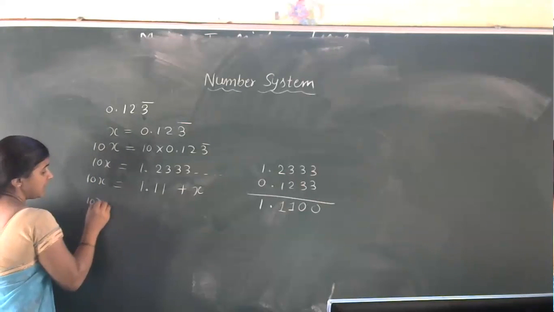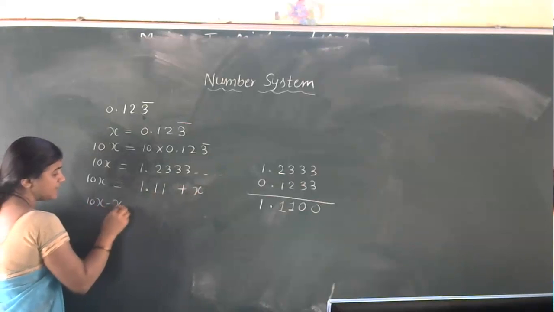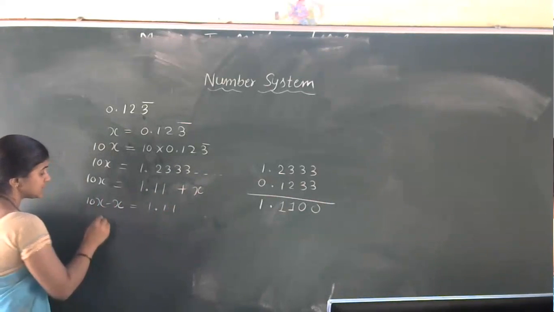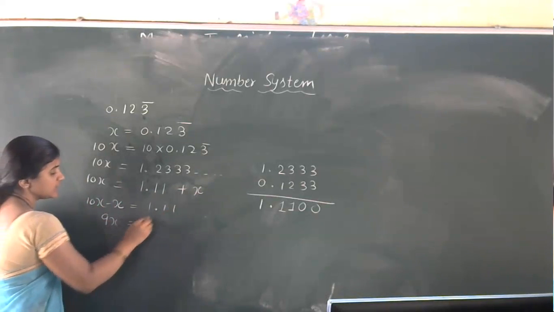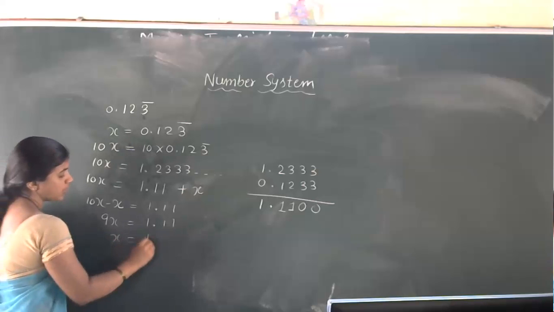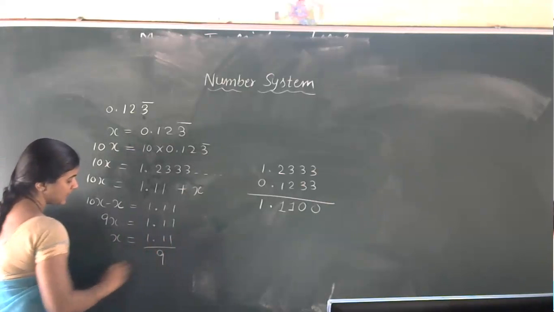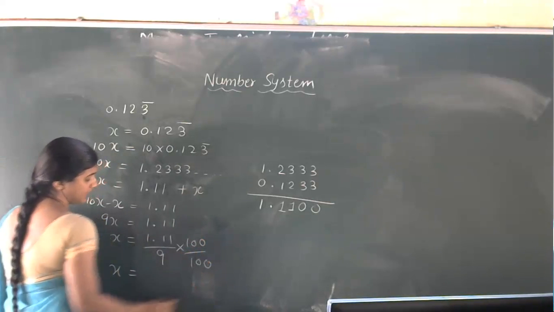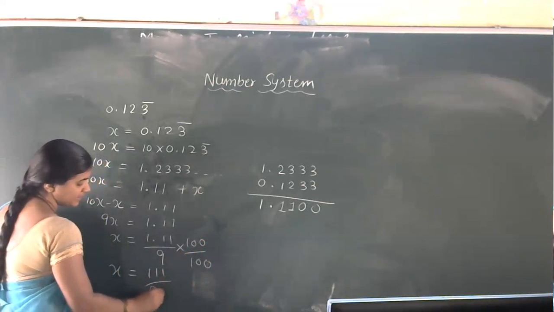Next step, 10x, take this x to this side, minus x is equal to 1.11. Now 9x is equal to 1.11, so x is equal to 1.11 divided by 9. Here we multiply by 100 divided by 100. So 111 divided by 900.